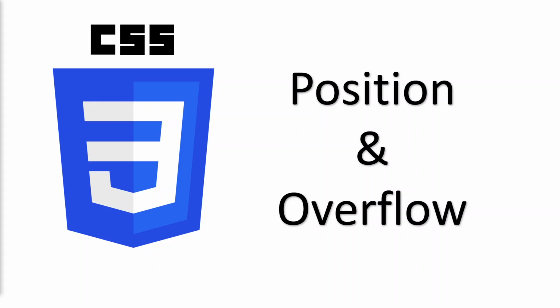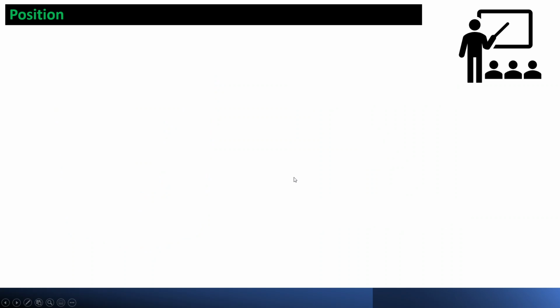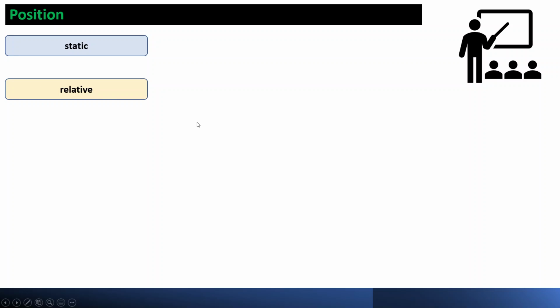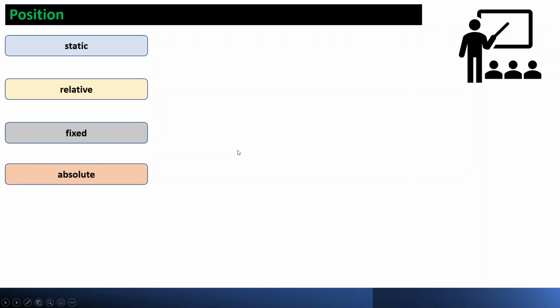In this lesson, we are going to be talking about the CSS position property and the overflow property. The position property specifies the type of positioning method used by an element, right? There are a couple of values that we are going to be looking at once we go into the code section. The first one is the static value. Then we're going to be looking at the relative value. Then we'll be looking at the fixed value, absolute value, and finally the sticky value.